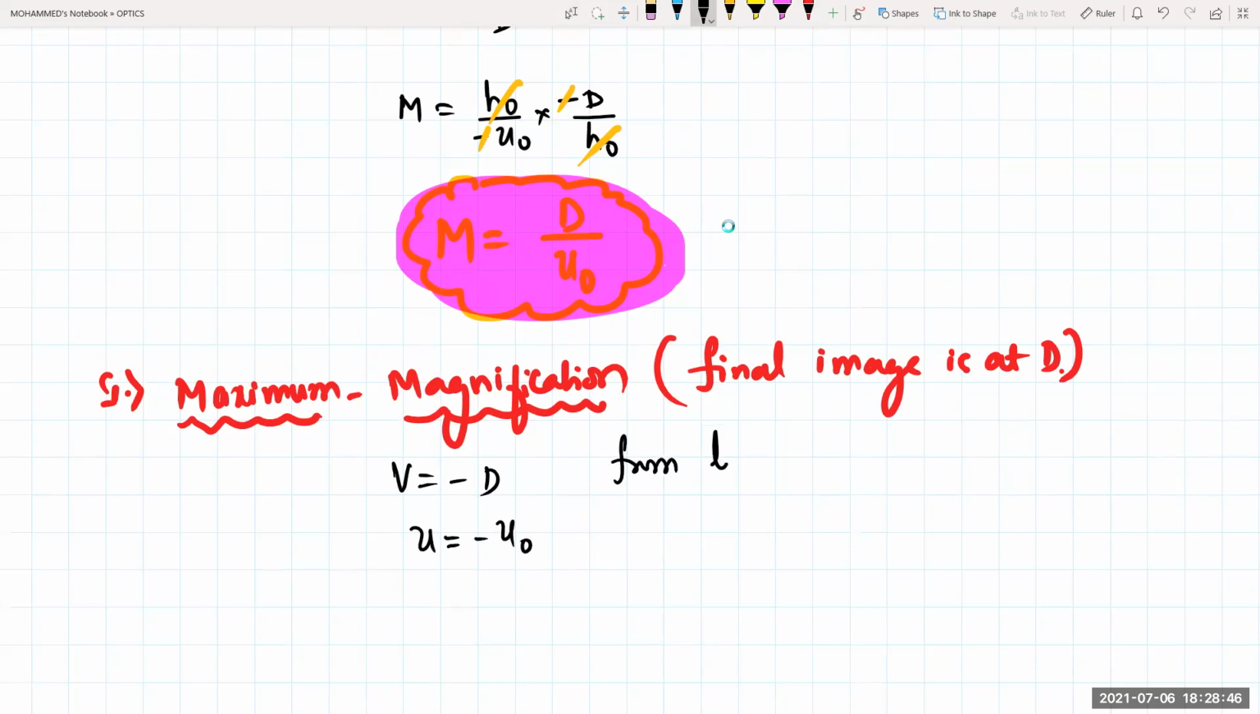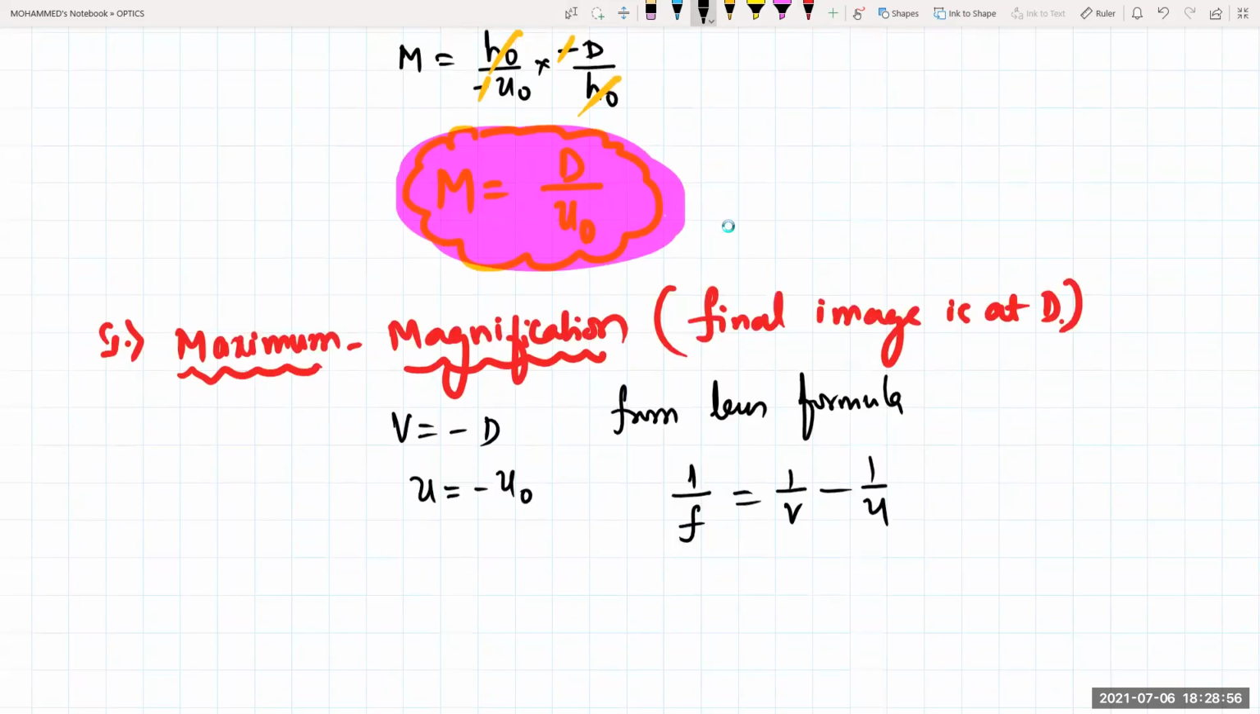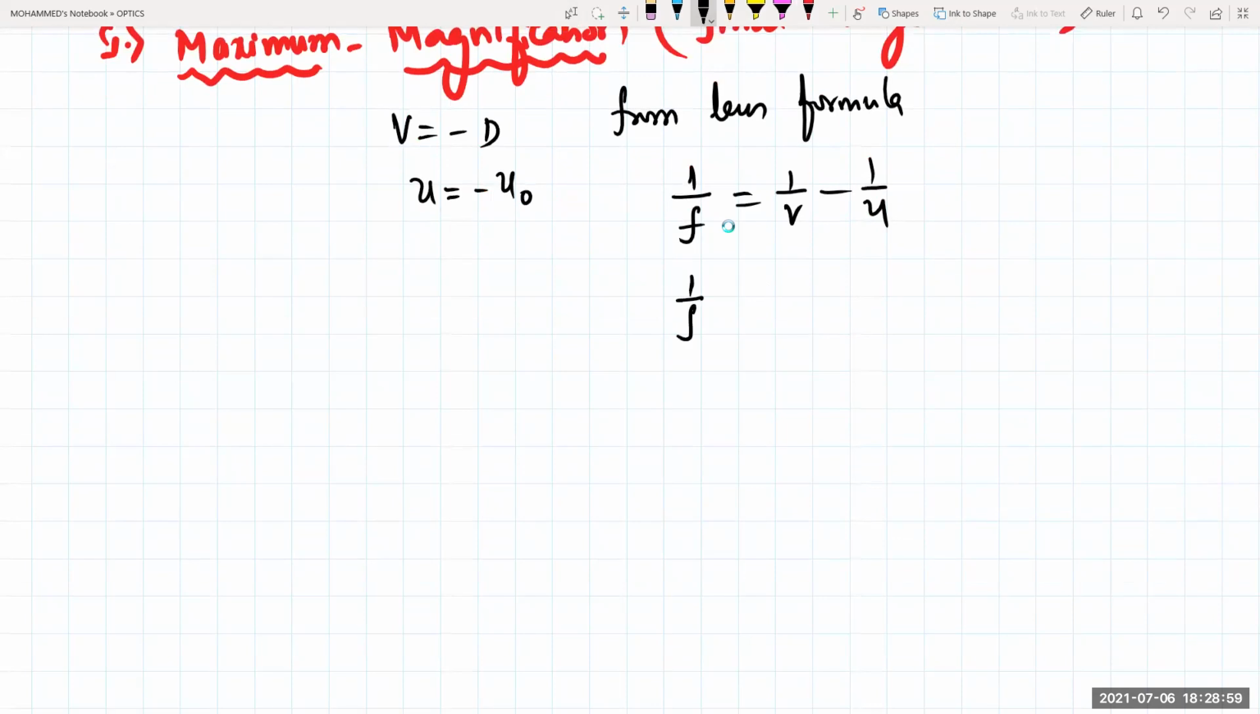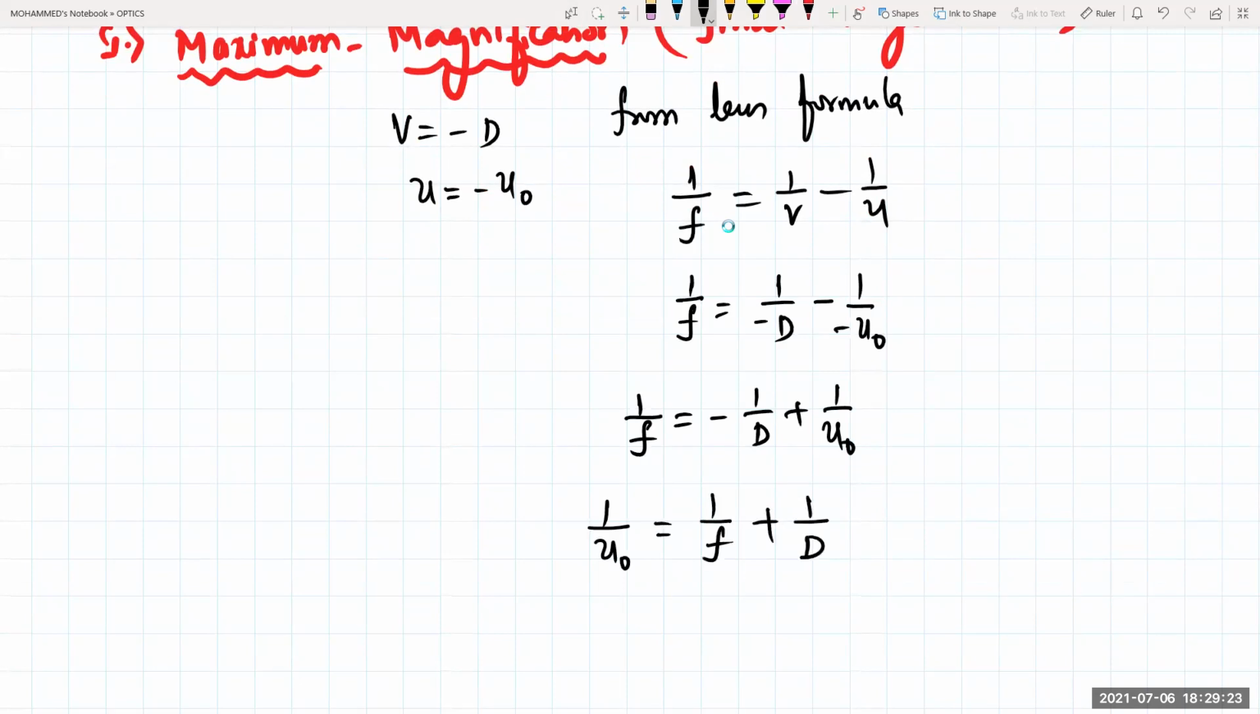From the lens formula, I can write 1 by F is equal to 1 by V minus 1 by U. So what is the focal length I'll be getting? 1 by F is equal to 1 by minus D minus 1 by minus of your object distance. So I can simplify this: 1 by F is equal to minus 1 by D plus 1 by U naught. That means if I write the object distance, 1 by U naught is equal to 1 by F plus 1 by D. Any problem?